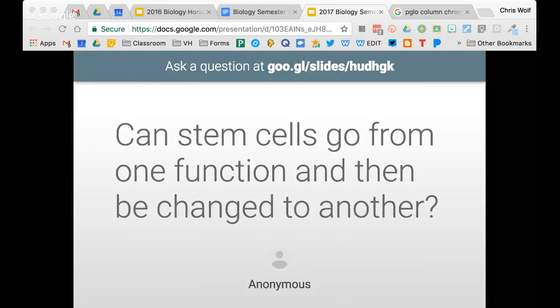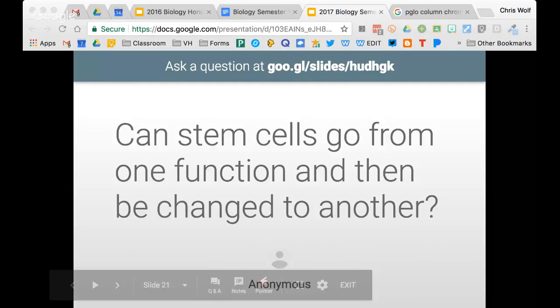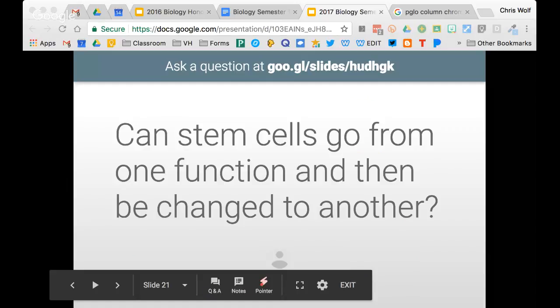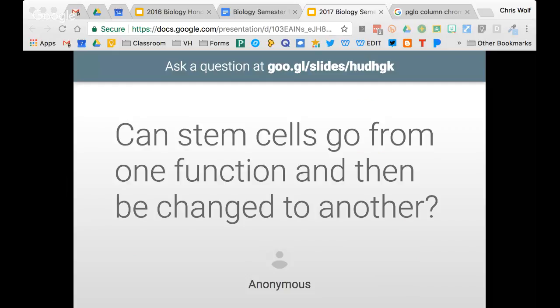Can stem cells go from one function and then be changed into another? The simple answer is yes. It has been shown, not in all cases, that we can take certain cells, like a skin cell, and turn it back into a pluripotent stem cell. Don't need to worry about that word pluripotent, but it's a stem cell that has the ability to turn into other cells. It's not a perfected practice yet, but it definitely has potential that we can take stem cells that have turned into one cell, and then we can kind of go backwards in the process.